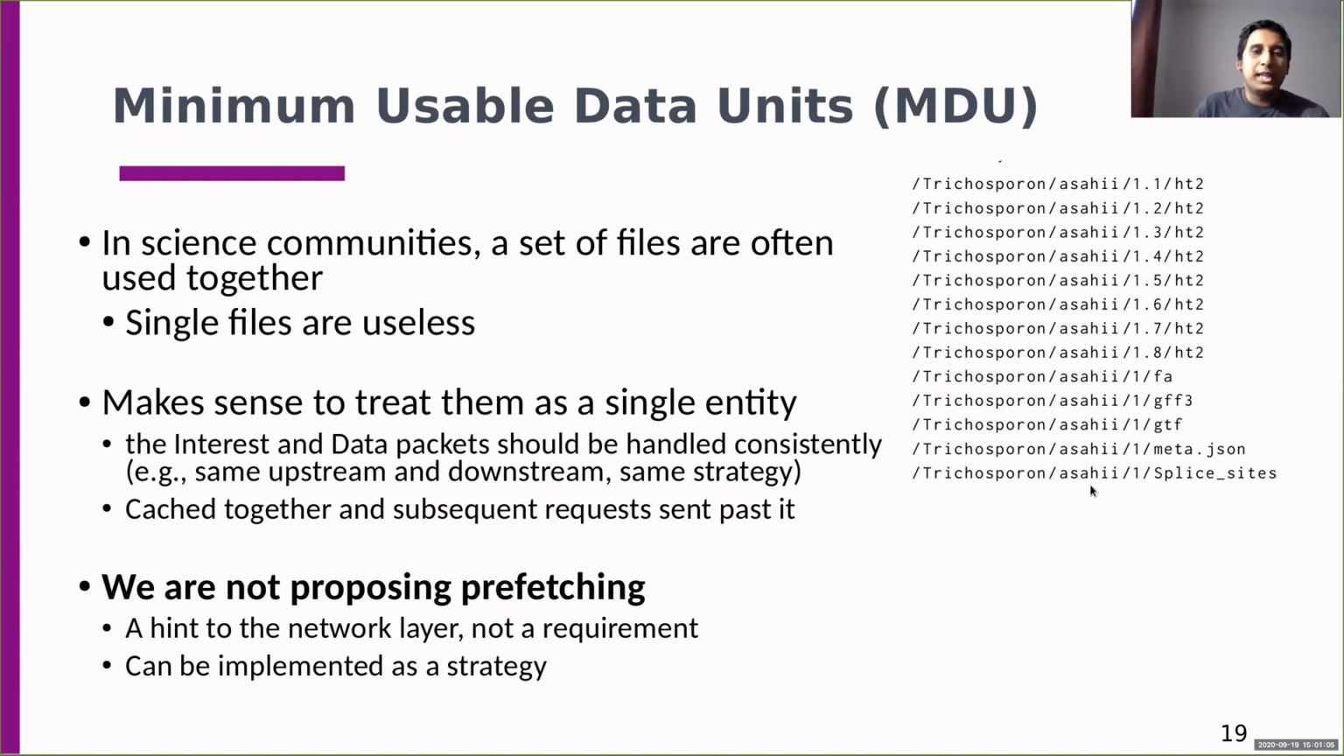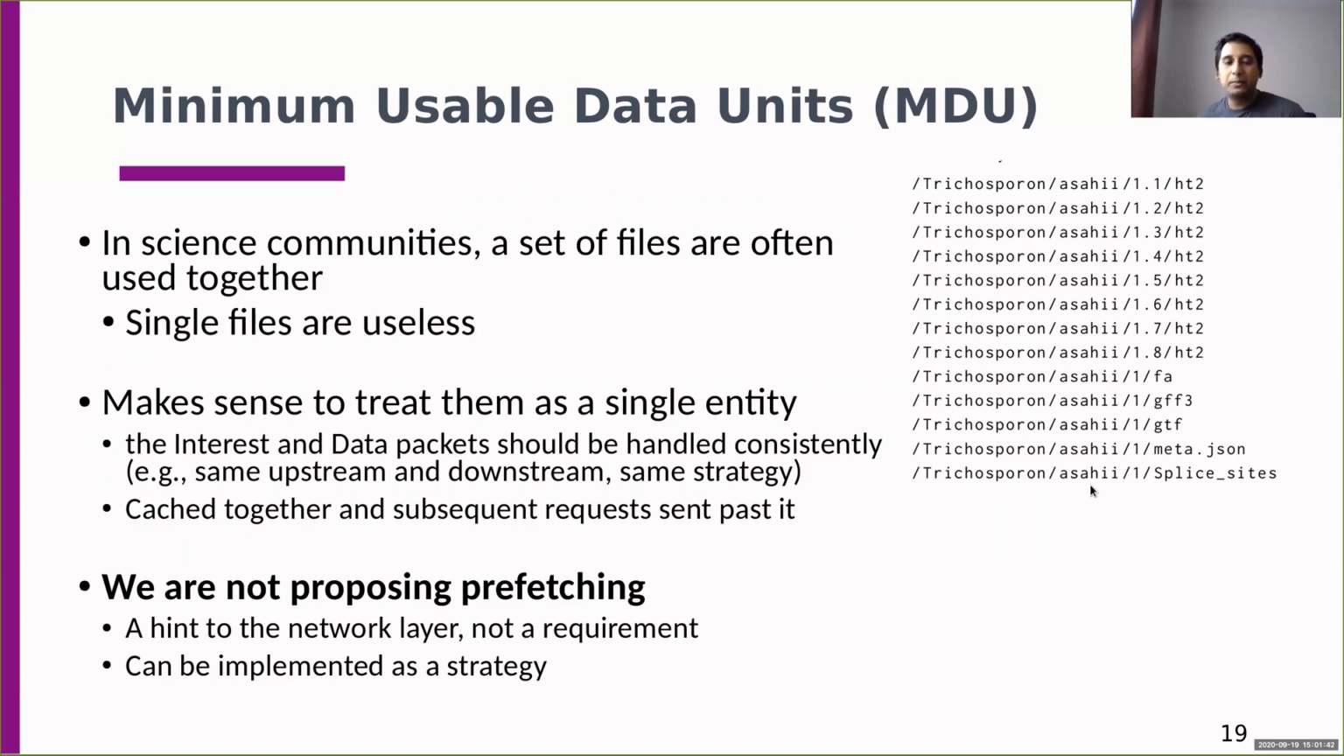Note that we are not proposing prefetching with this idea. All we are saying is that since all these data sets, all these files, are always going to be used together, it makes sense for the network to be cognizant of that fact. There should be sort of a hint at the network layer that, hey, file 1.5 is coming in. That means all these other files are also probably going to be requested, and they should be handled in a particular way.